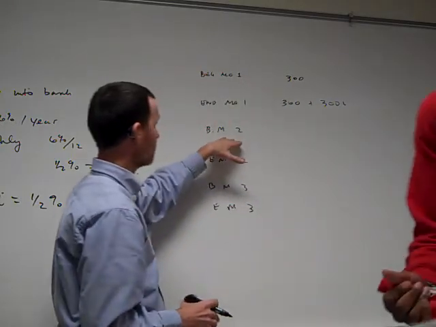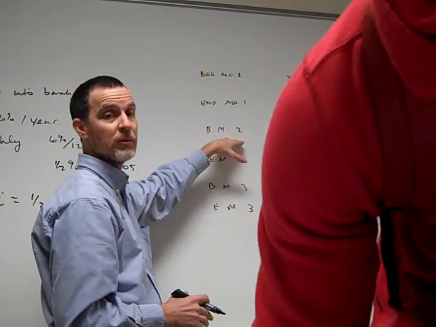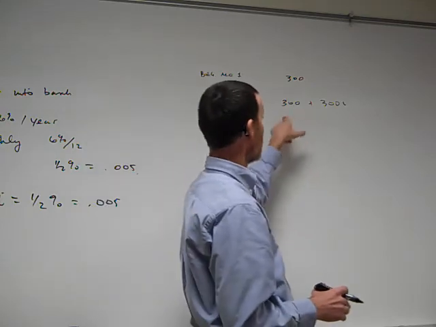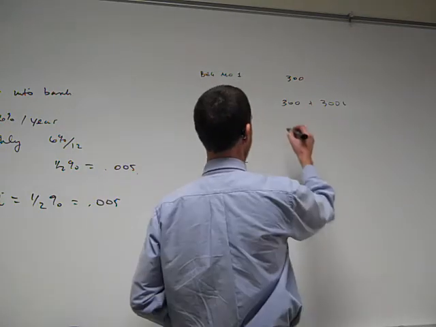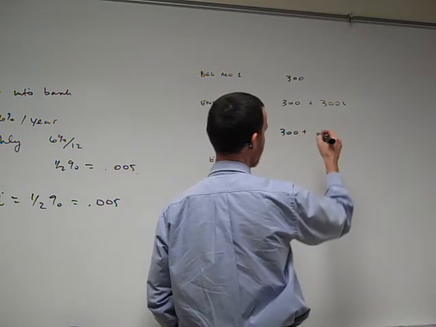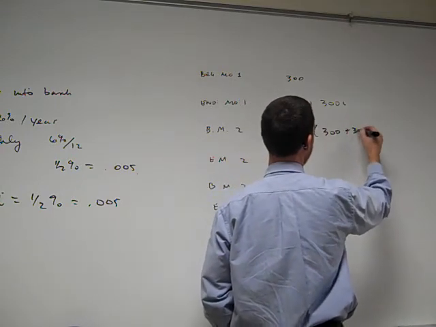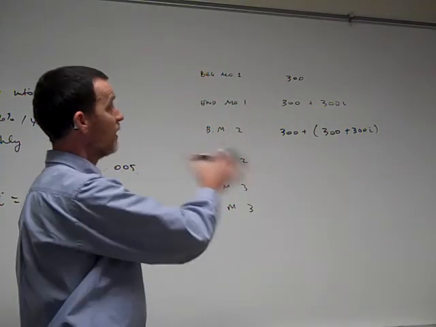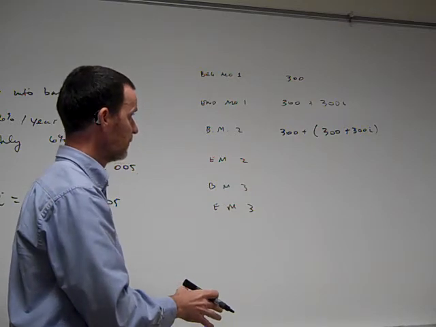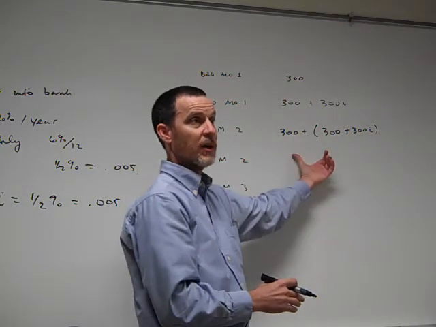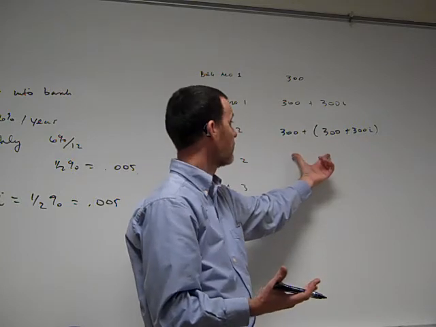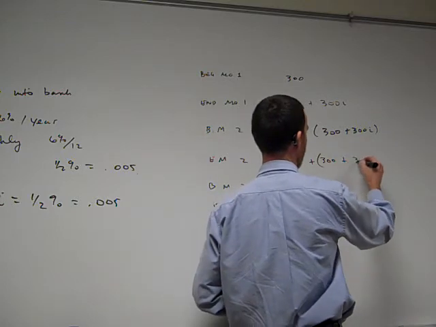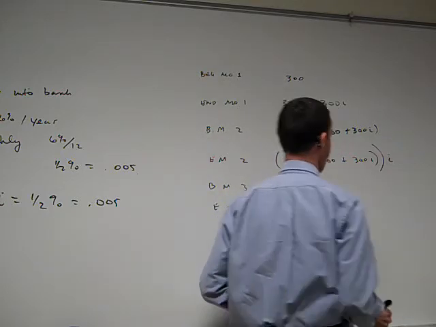Okay, so what do you have at the beginning of month 2? 300 plus 300 plus 300. You throw in another 300, right? So you have another 300 plus what you already had: 300 plus the 300I. What do you have at the end of month 2? You have all of that times I, right? Because this is what you have at the beginning, now you get your interest. 300 plus 300 plus 300I, all times I.